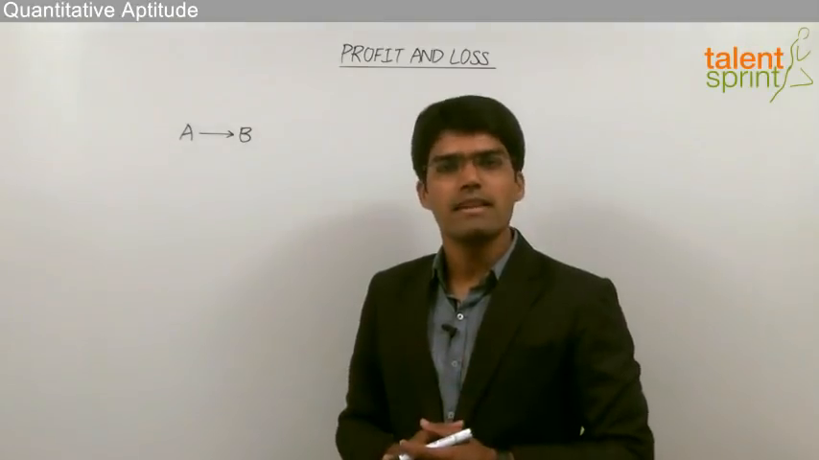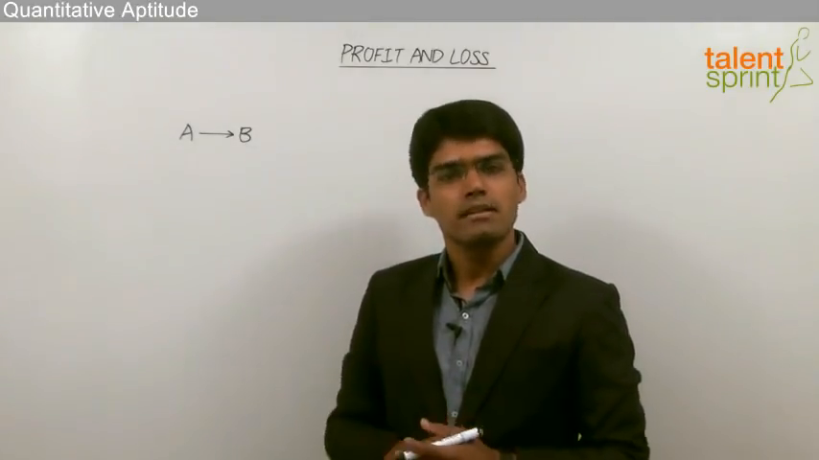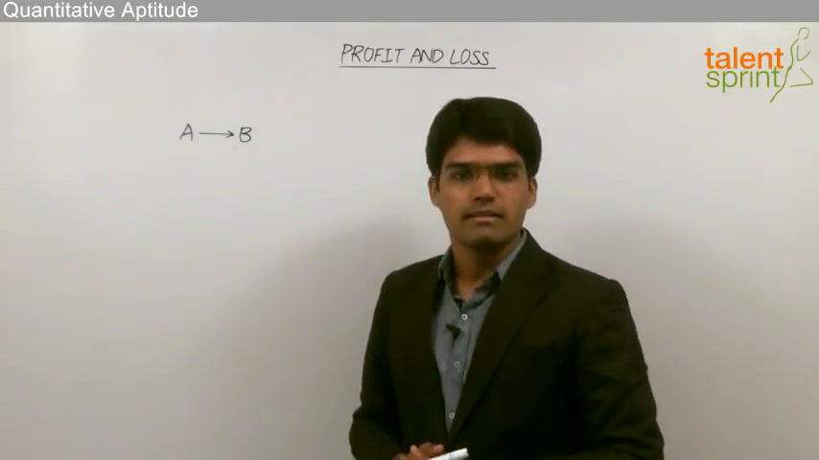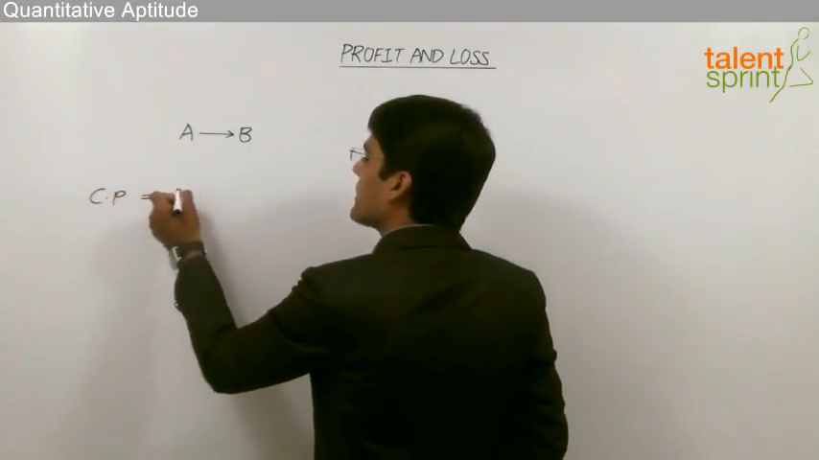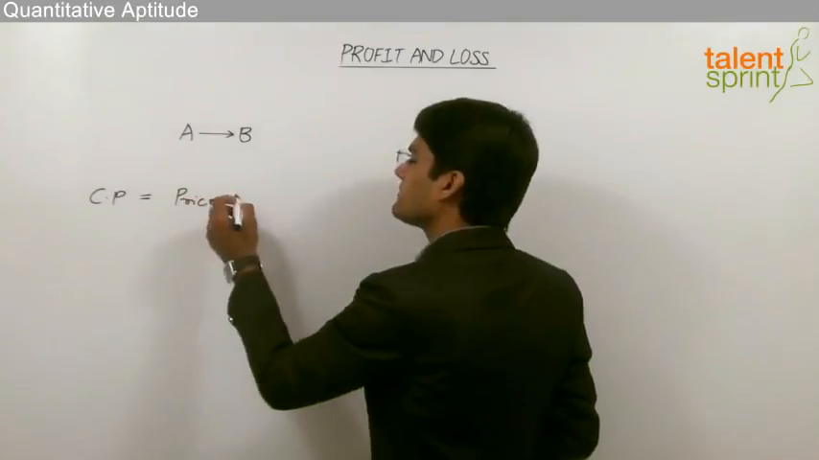In simple terms, cost price is nothing but the price at which you buy the article. So we can say that cost price, CP, is equal to the price at which the article is bought.